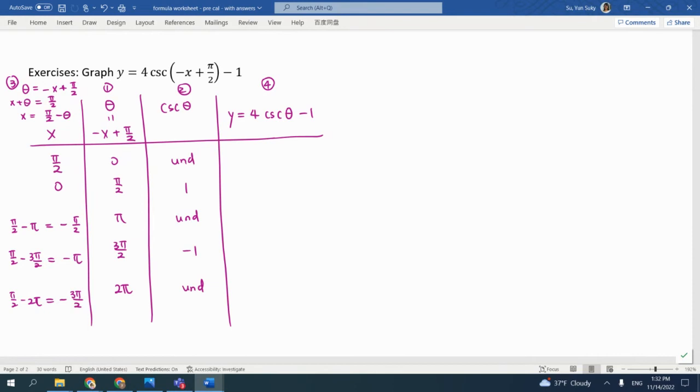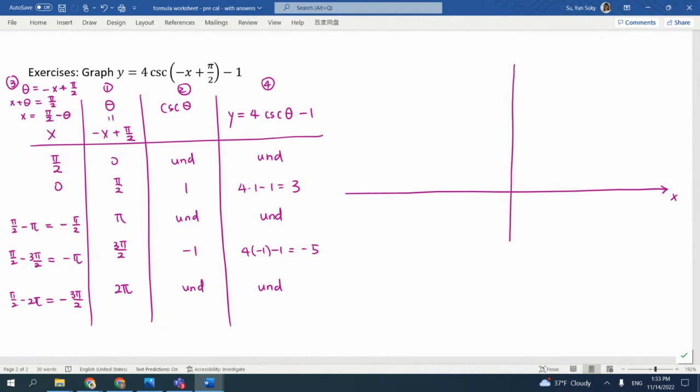Yeah? What's your y? When you plug in undefined, what do you get? Undefined. If you plug in 1, what do you get? You get 4 times 1 minus 1 is 3. When you plug in undefined, undefined. When you plug in minus 1, what do you get? Negative 5. And when you plug in undefined, it's undefined. So not many calculations, because 3 of them are undefined. That makes it easier. All right, so you draw the x-axis and you draw the y-axis.